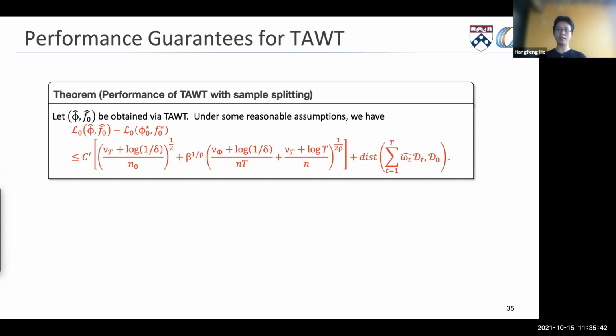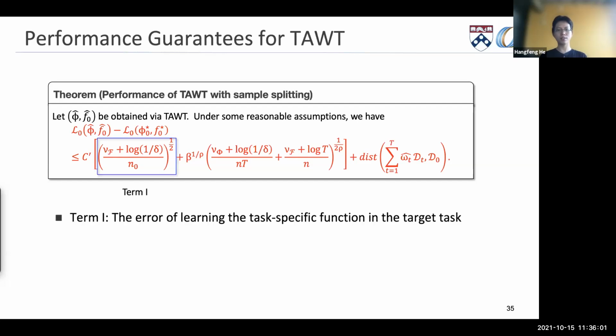Formally, we actually have theoretical guarantees for TAWT. That F0 can be obtained via TAWT under some reasonable assumptions. We can bound the population risk for the target task for the estimator. There are three terms. The first term indicates the error of learning the task-specific function in the target task. This one is unavoidable because every model definitely needs to learn the task-specific function in the target task.